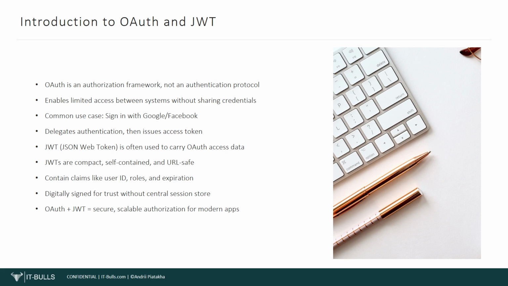Now, this is where JWT, or JSON Web Token, comes into play. Once access is granted, OAuth often uses JWTs to carry the necessary user and permission information. A JWT is a compact URL-safe token that contains claims, pieces of information like user ID, roles, and expiry. What makes JWTs particularly useful is that they are self-contained and digitally signed, often with a secret or a public-private key pair. This means they can be verified and trusted without needing a central session store. Together, OAuth and JWT form the backbone of secure, scalable authorization in distributed systems.